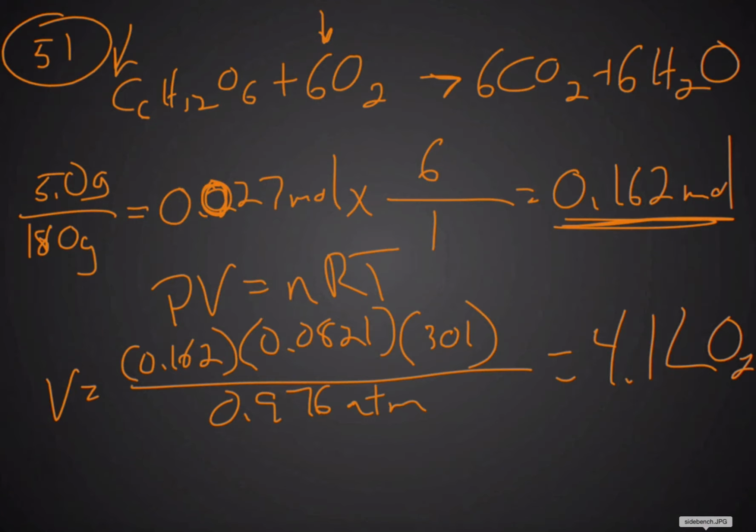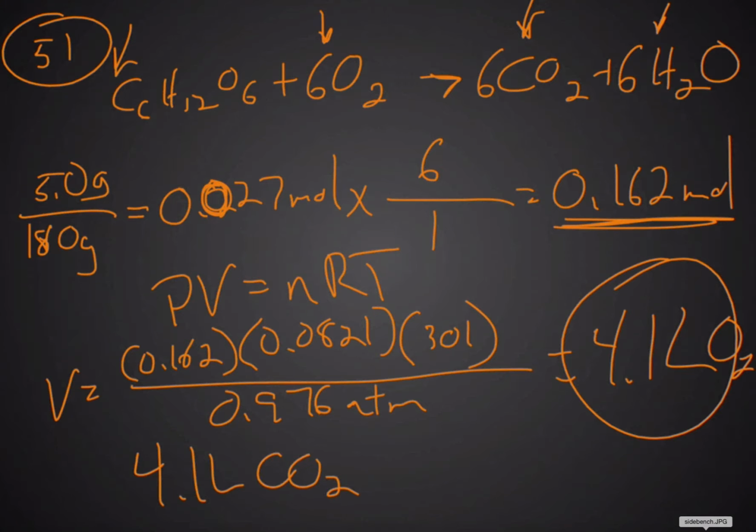And when we do that out, we find that we would need 4.1 liters of O2 to react with that amount of the sugar. The second part of the question asks what volume of each product would be produced by the same reaction. Fortunately for us, the ratios are equal. So for every mole of oxygen, you get a mole of carbon dioxide and a mole of H2O. So if we use 0.162 moles of oxygen, we would get the same number of moles of both carbon dioxide and water, which means that you would get 4.1 liters of each. So 4.1 liters of CO2 gas and 4.1 liters of H2O gas.